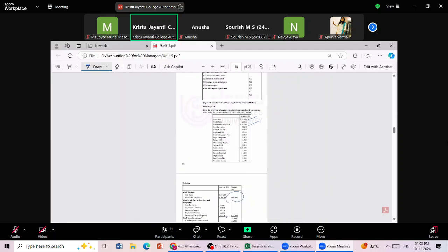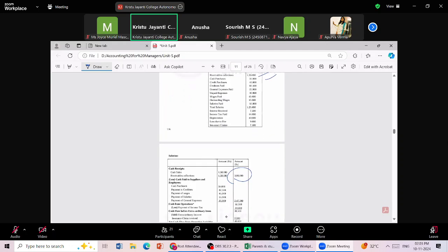Credit purchase will not come because it is not in cash. So anything connected to cash only we can record. Then payment to creditor. So creditors have been paid 87,500. There is an outflow of cash that can be recorded. Then there is a general expense paid that can be recorded. Then wages paid, cash outflow, that can be recorded. Salary paid, that also can be recorded. So these all are your operating items.